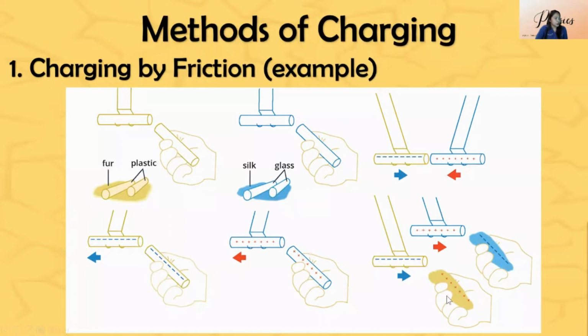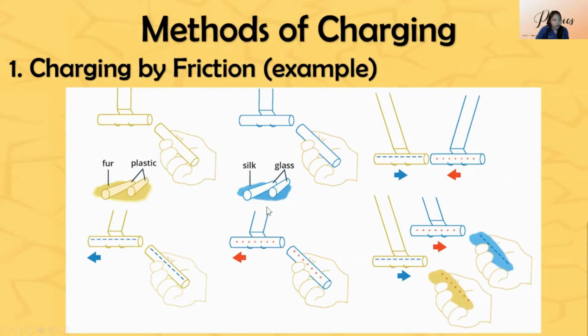In the illustration here, we have 3 scenarios. First is that 2 plastic rods are rubbed with fur. And after rubbing them with fur, the 2 plastic rods become negatively charged and the fur becomes positively charged. In the second scenario, we have here two glass rods rubbed with silk. So after rubbing the two glass rods with silk, the two glass rods become positively charged and the silk becomes negatively charged.